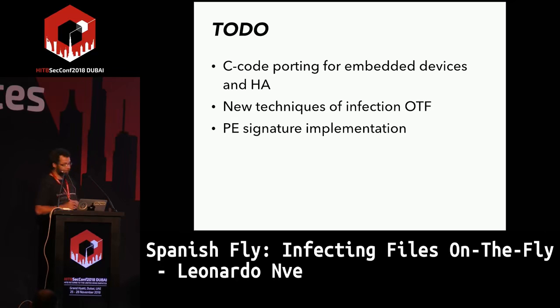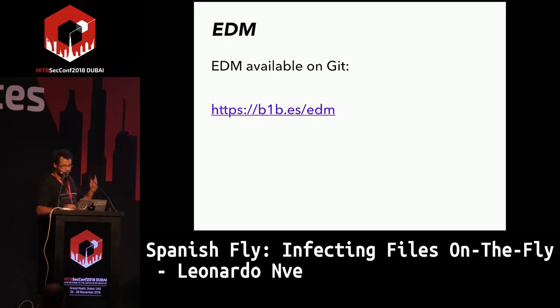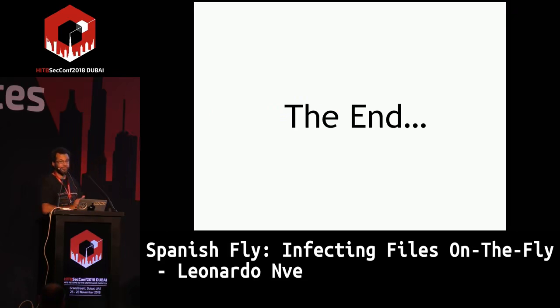Me and a friend were researching how to avoid the signature check, and the result of that research is that last week we could infect one file, and that file is still signed without our own certificate. So for our next talk, it will be very interesting. Okay, the IDM is available on Git, and that's the end.